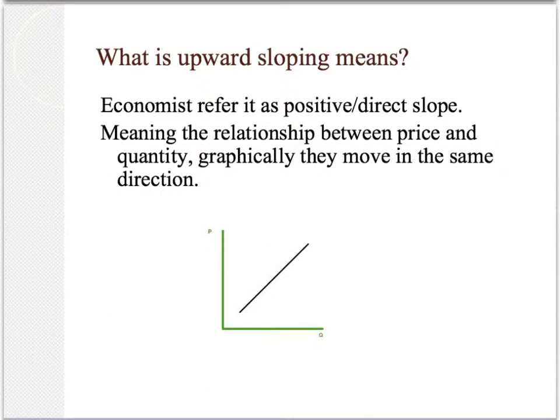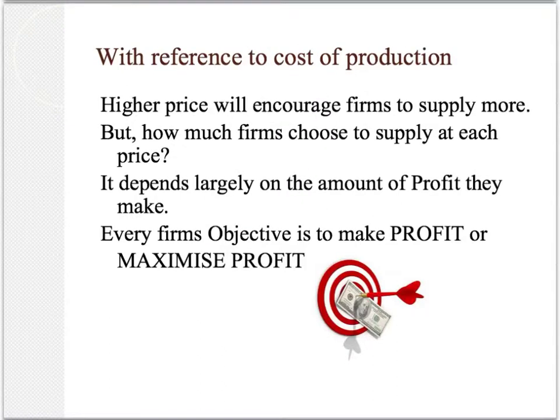Economists refer to the supply curve as having a positive or direct slope, meaning the relationship between price and quantity, graphically, they move in the same direction. If price increases, quantity also increases, and vice versa. Higher price encourages firms to supply more.